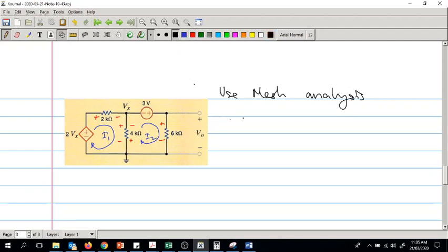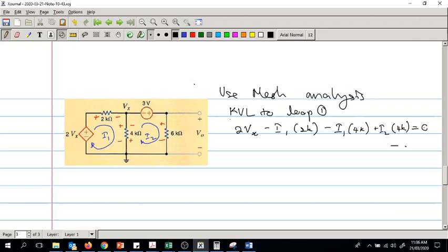Let's apply KVL to loop 1. We get here plus 2Vx minus I1 2k and minus I1 4k plus I2 4k equal to 0, right? This is equation number 1.